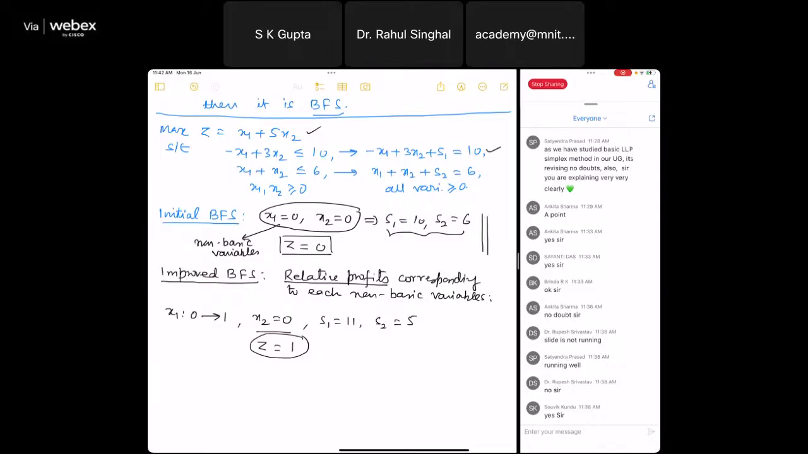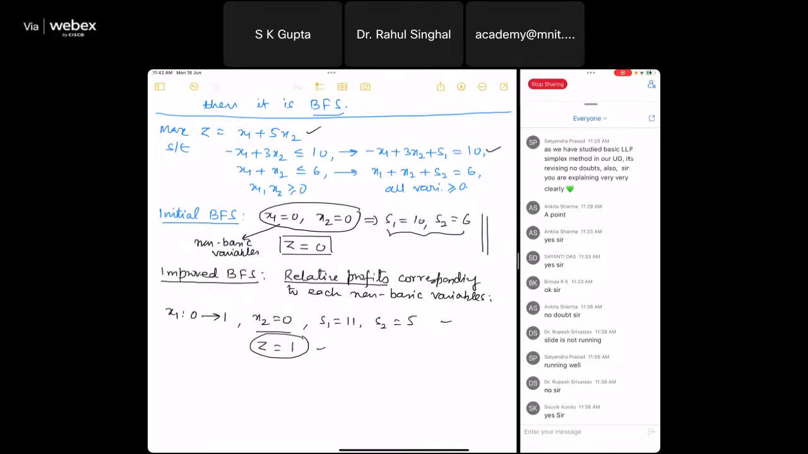Now, this is basically the relative profit corresponding to x1. What is relative profit? Relative profit is the increase in the value of the objective function per unit increase in the value of the variable. You have increased the value of the variable x1 from 0 to 1, and you see how much the value of z is improved. That is the relative profit corresponding to the non-basic variable.